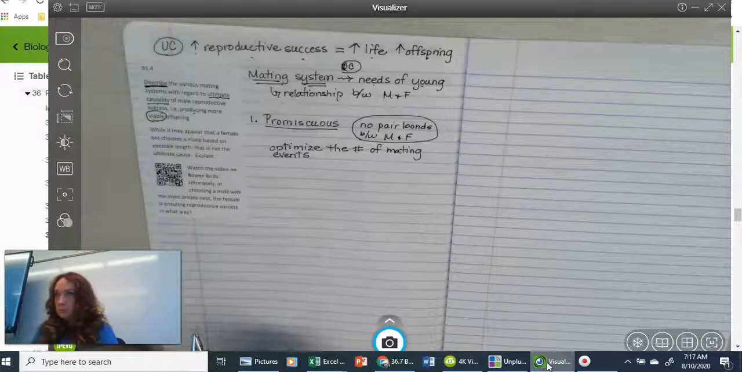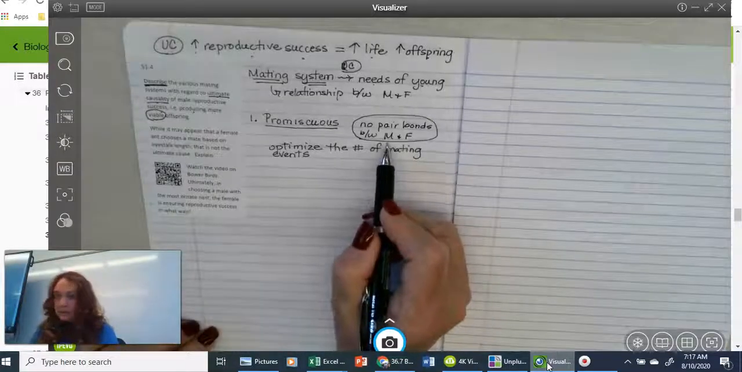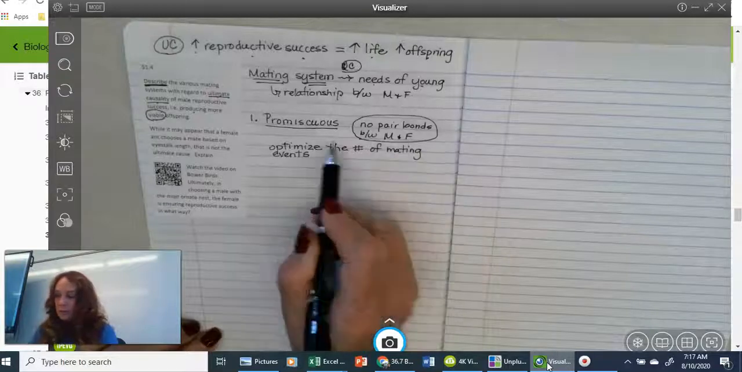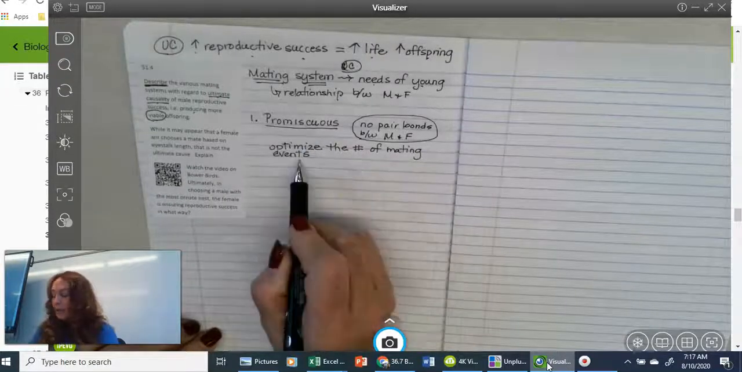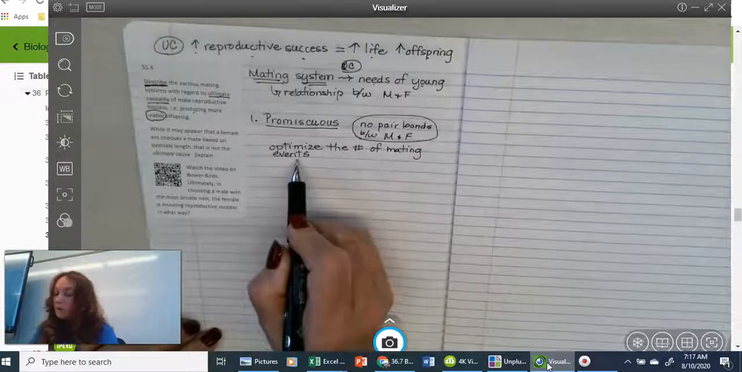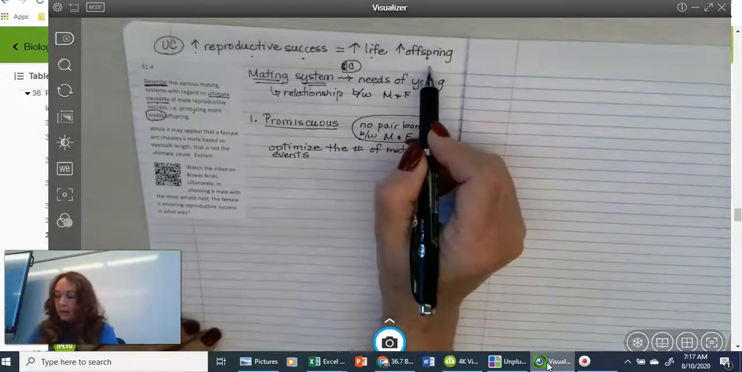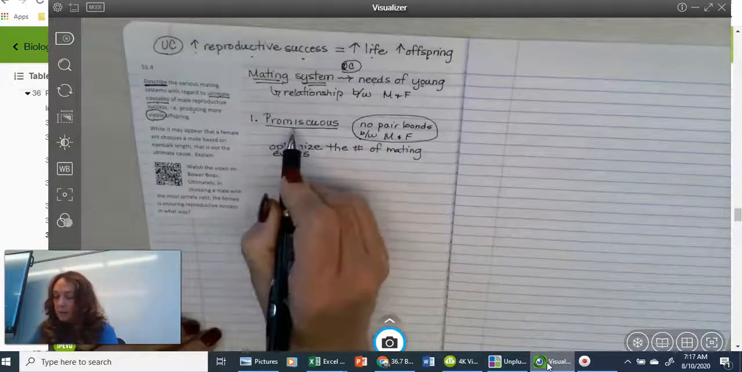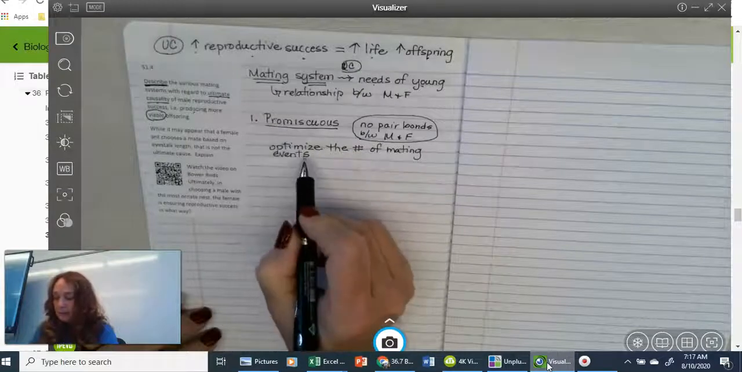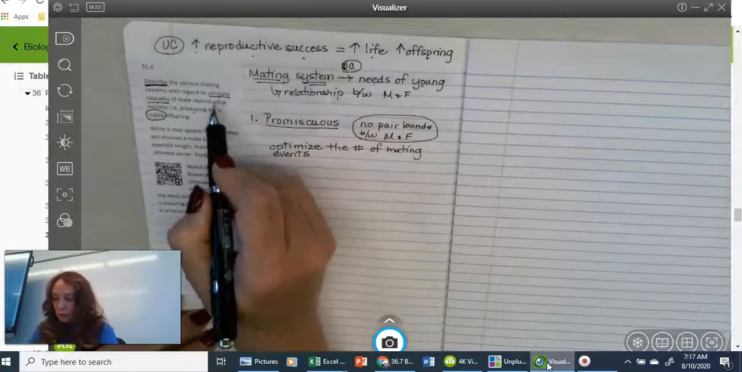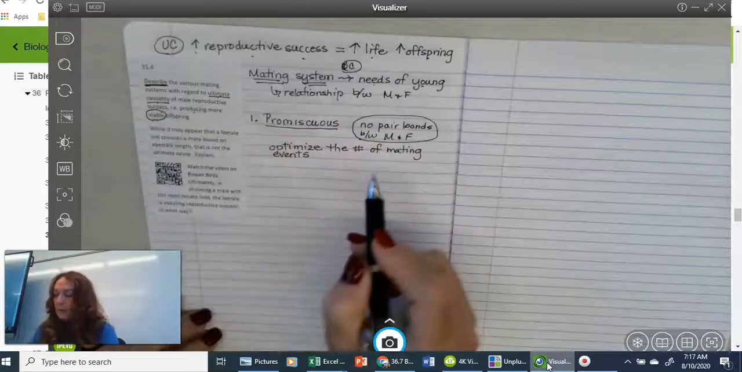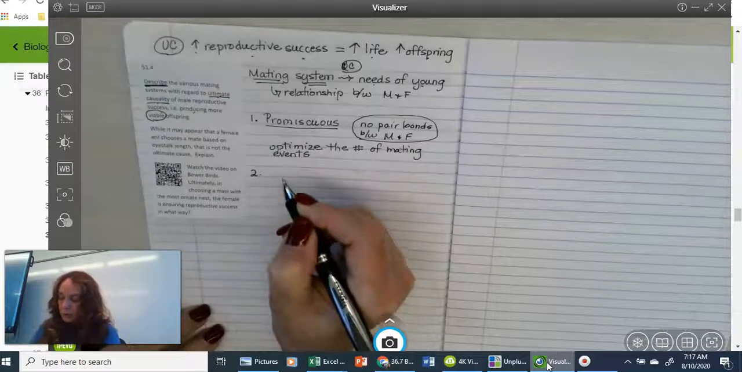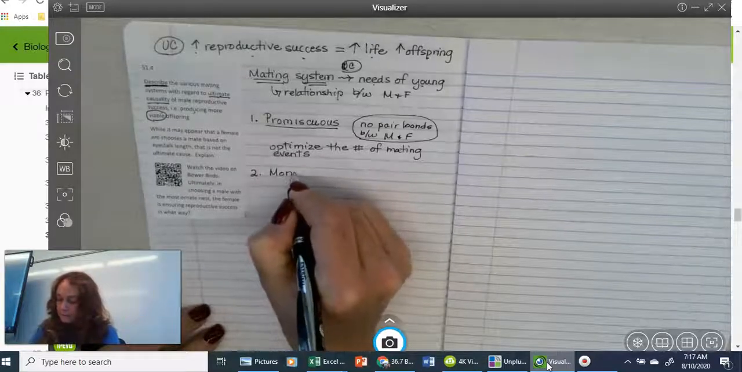So if every male is mating with pretty much every female that comes along, that's what promiscuous means, then you're going to have a lot of mating events, which means you should have a lot of offspring. And so this is one particular system that optimizes reproductive success, which is your ultimate causation, because there's no pair bonds and you have just a ton of mating. Okay, so let's go to the other extreme, monogamous.